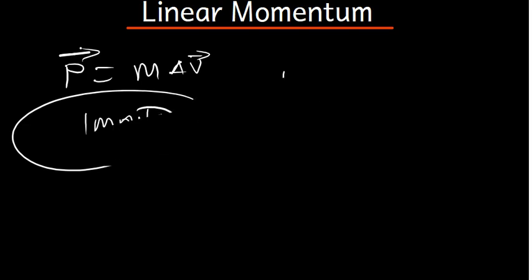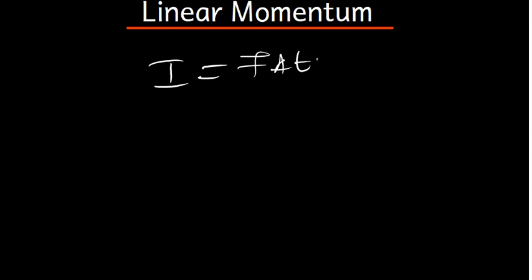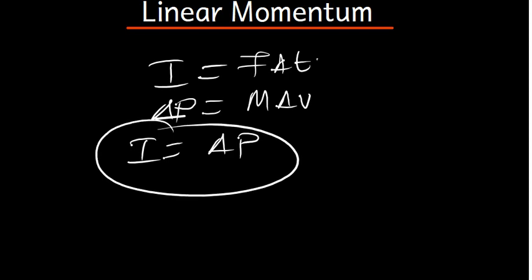Now let's talk more about the impulse first. The impulse, represented by the symbol I, is given by the force times the change in time. The change in momentum is the mass times the change in velocity. So we are saying that impulse is equal to the change in momentum.